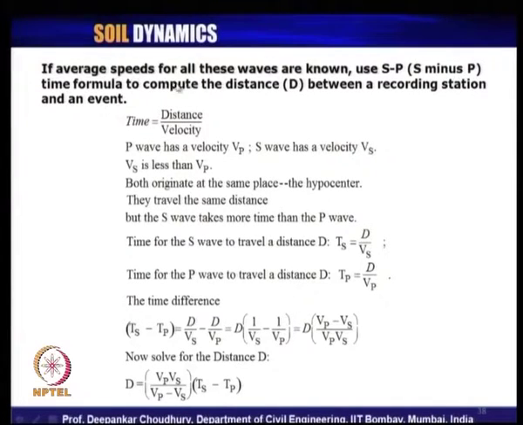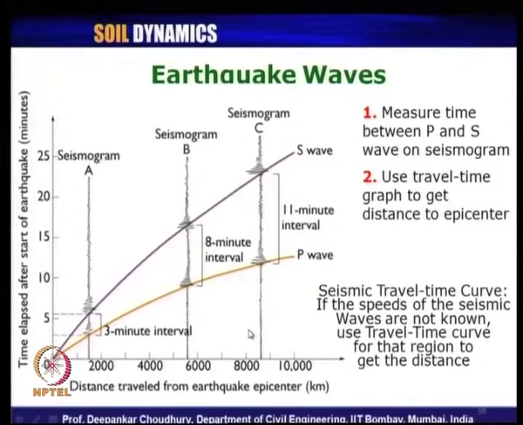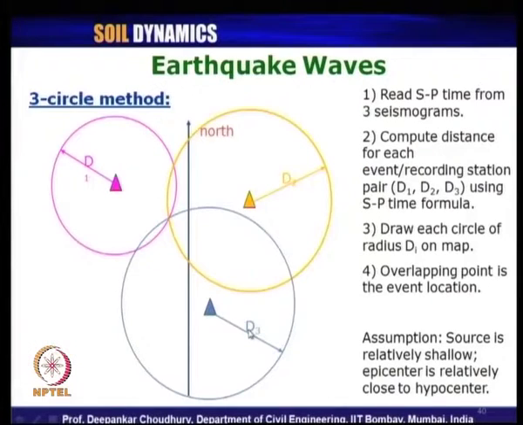If the average speeds for all these waves are known, then the S minus P time formula is used to compute the distance between a recording station and an event, meaning where the earthquake occurs. And this is the expression, a very simple way we can obtain it. Now, before coming to this, let me mention this method. It is called the 3 circle method. What is the 3 circle method?